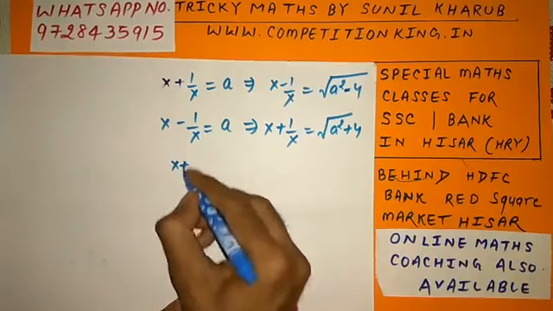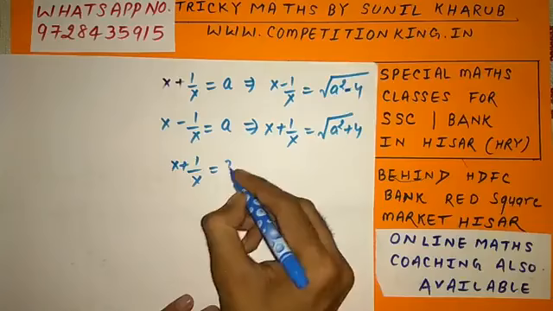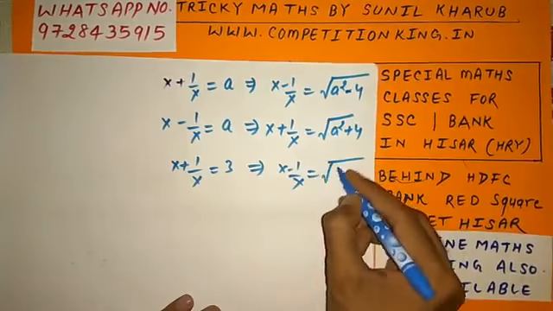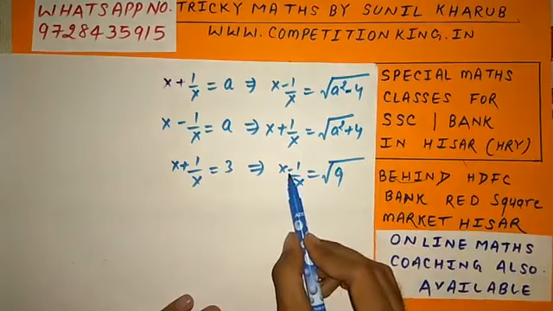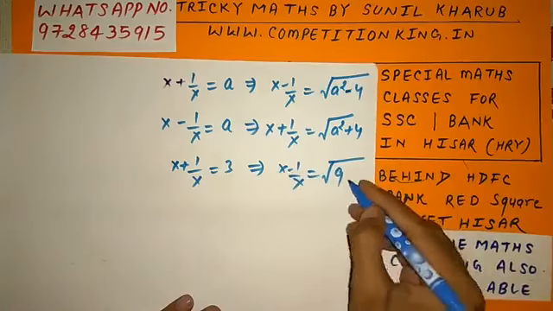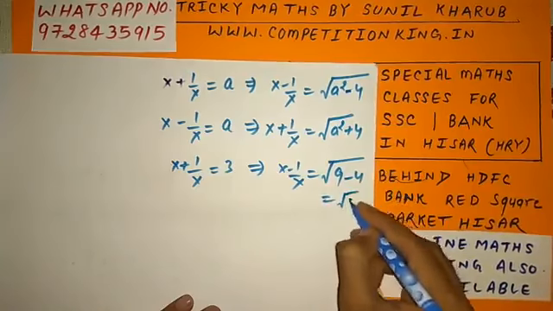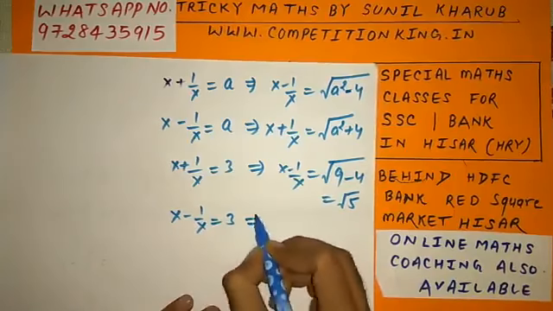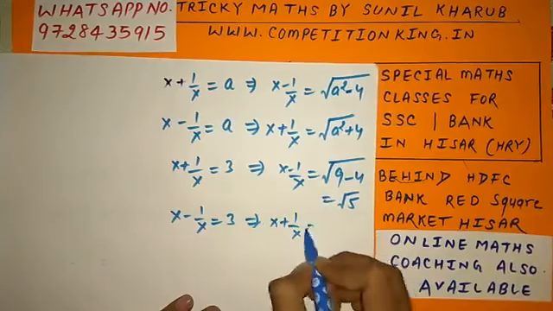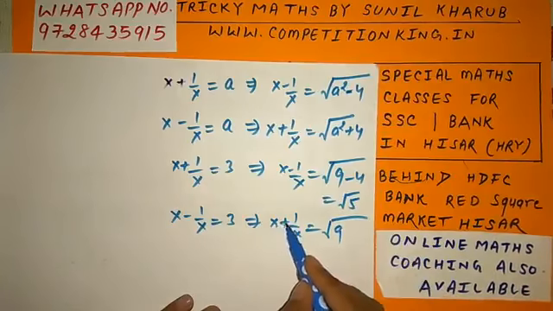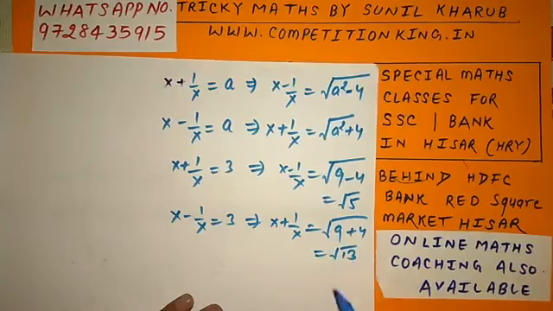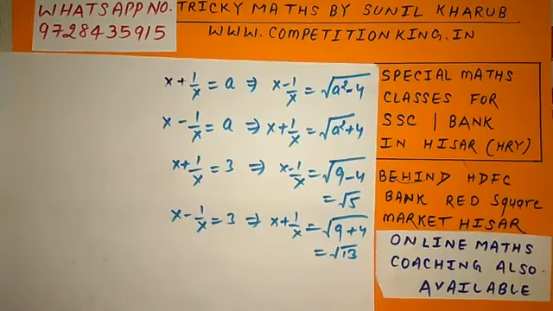See the example. If x plus 1 by x is equal to 3, this means x minus 1 by x is equal to root of 3 square, which is 9, and I am finding the value of minus, so I will put minus 4. The answer is root 5. Again see, if x minus 1 by x is 3, this means x plus 1 by x is root of 3 square, 9, but I am finding the value of plus, so I will plus 4. The answer would be root 13. It is a very important concept. We will use it in many more questions.